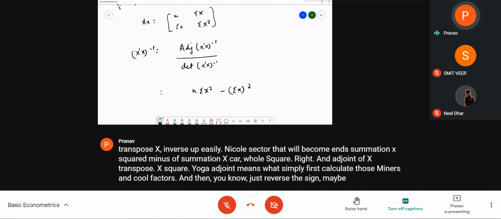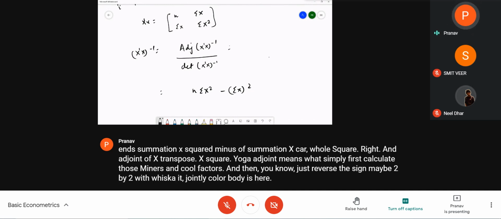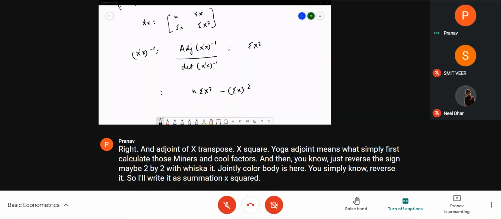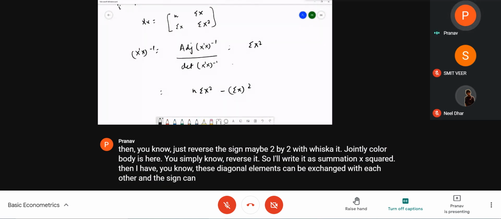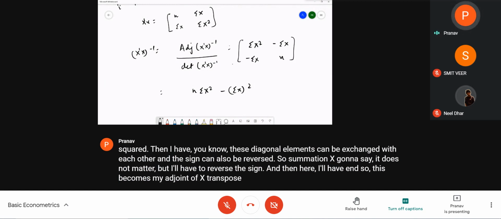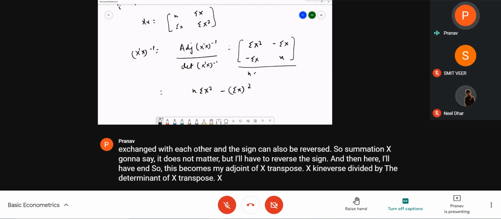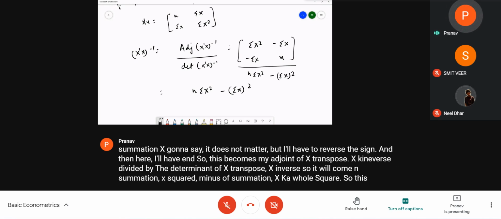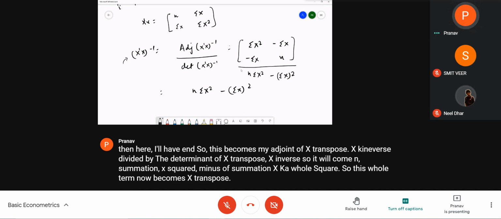Adjoint means what? You simply first calculate those minors and cofactors and then just reverse the sign. Now it is 2 by 2, so finding its adjoint is very easy. You simply reverse it. So I write it as summation X square. Then these diagonal elements can be exchanged with each other and the sign can also be reversed. So summation X, both are the same so it does not matter, but I'll have to reverse the sign. And then here I'll have n. So this becomes my adjoint of X transpose X, divided by the determinant of X transpose X, so it will become n summation X square minus summation X whole square. So this whole term now becomes X transpose X inverse.